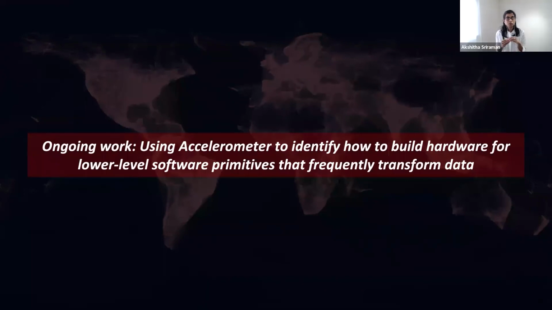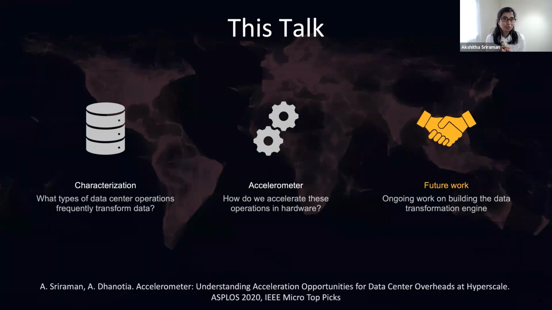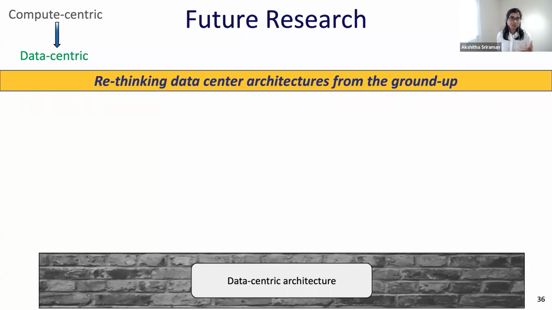Okay, so now that we know that Accelerometer works well in practice after we did this validation, we are now in the process of using Accelerometer to identify how we now build hardware for some of these lower level software primitives that frequently transform data. So I'm actually excited to tell you now about some of this future and ongoing research, where we identified that some of these compression and encryption operations are putting a lot of pressure on the caches. Yes, we want to reimagine the cache hierarchy. Yes, we want to reimagine the accelerators, but actually some of these operations don't even deserve to be cached. So let me get to that in a bit.